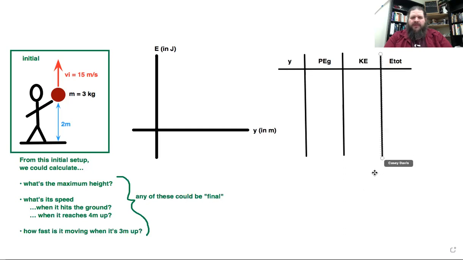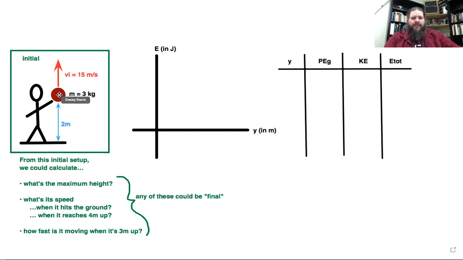Yeah, 2 meters. And note that this is specifically if we call ground level 0. You can actually choose any height you want to call 0. We could say the height it starts from is height 0, and then ground level would be -2. Or we could say ground level is called 0, and then the height it starts from would be called y equals +2.